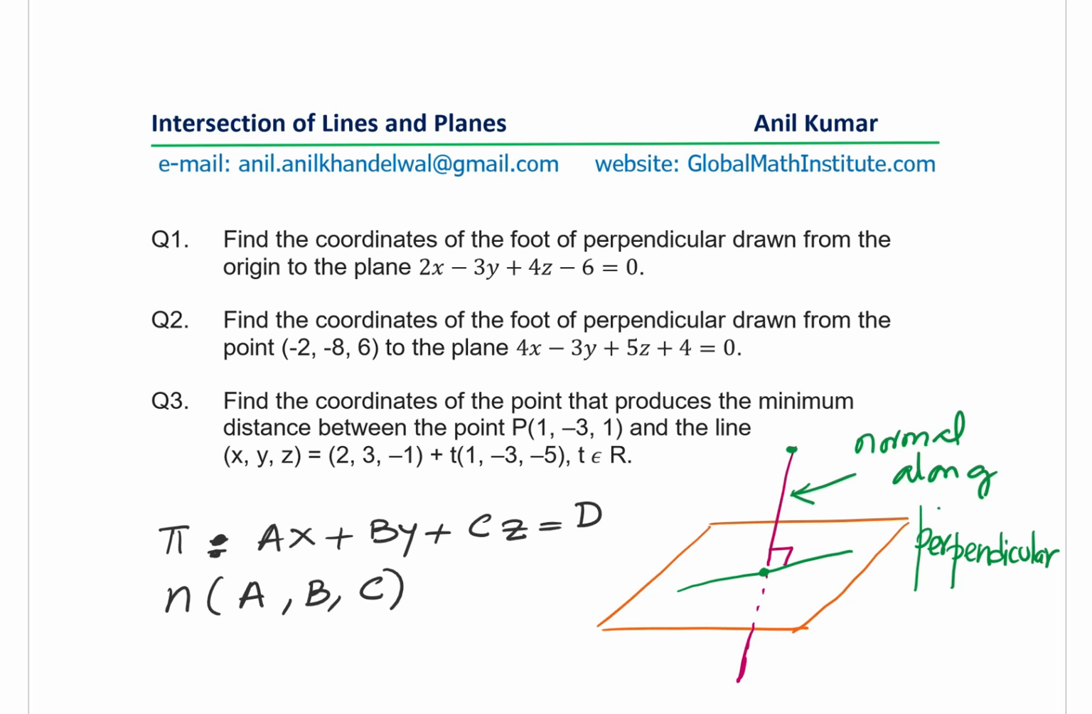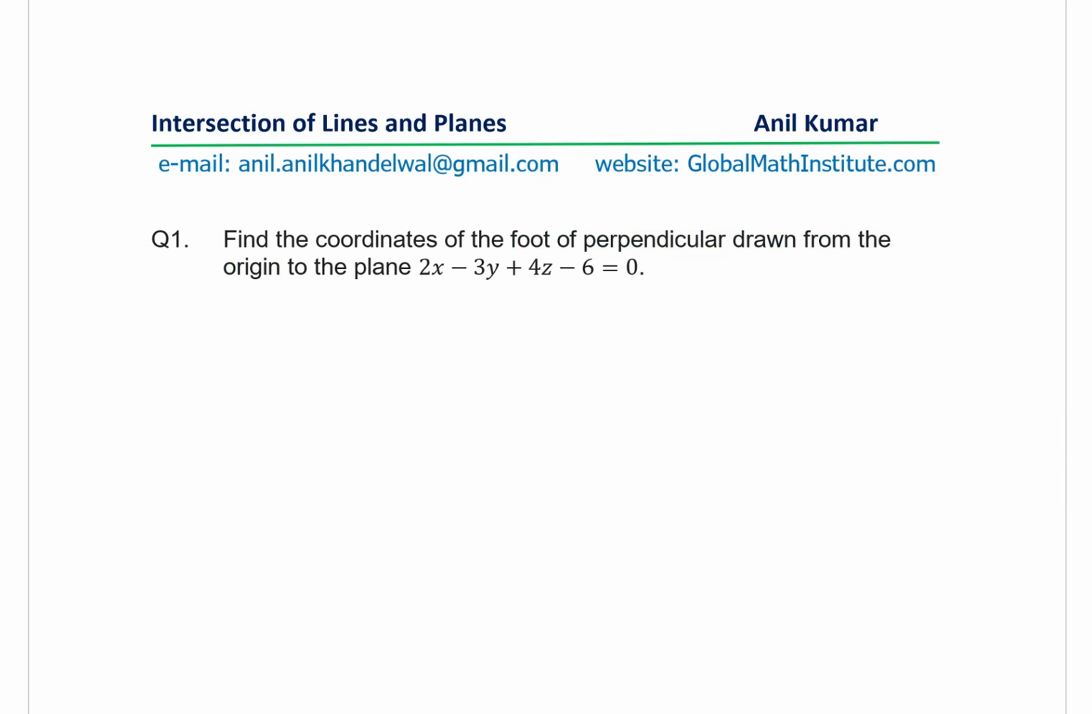So we'll begin one by one. In the first case, we're talking about the foot of the perpendicular drawn from the origin, right? In the second case, we are considering a point. And in the third case, we have a point and we have a line. Correct? So that is how they are all related. So let's take up the very first question and see how to solve this.